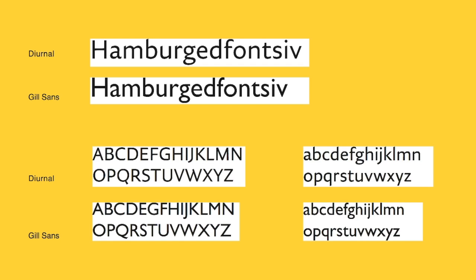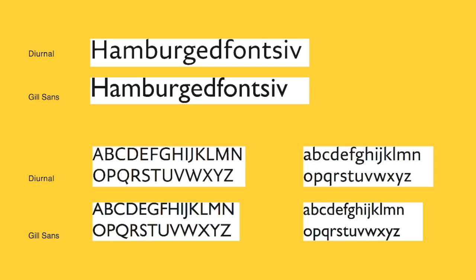So here I have two examples. One is Diurnal and the other is Gill Sans. Gill Sans is what you would expect. It's what we talk about in Type 1. It's kind of the archetype: when we talk about Humanist sans serifs, Gill Sans is normally the one we're going to talk about. Diurnal is a recent typeface release that just came out from Typotheque.